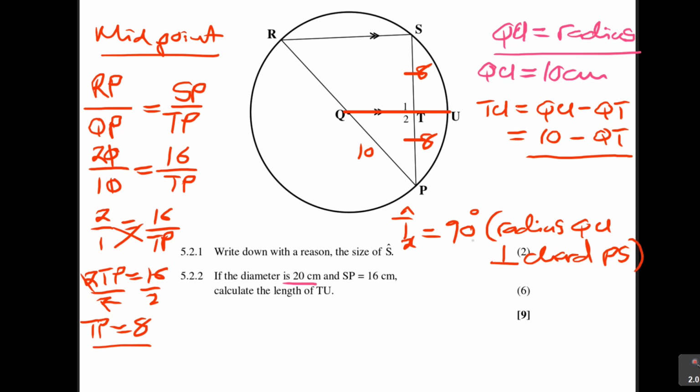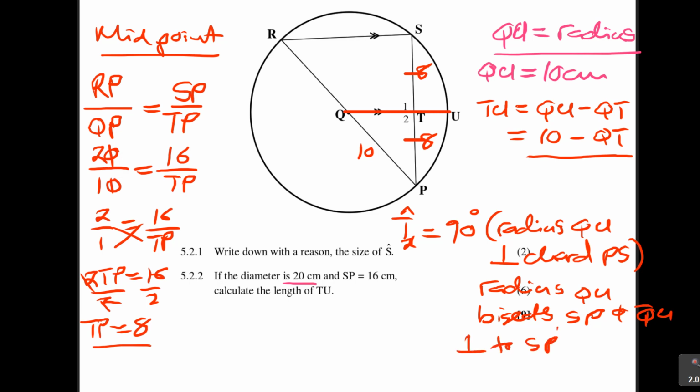Right, radius TU perpendicular to chord PS, or you can also say here radius QU bisects, you see it bisects because it divided into two, bisects SP at T, and then QU perpendicular to SP. So if the radius is bisecting, then QU is perpendicular to that. All right. And then when we've done that, then we've got this triangle here.